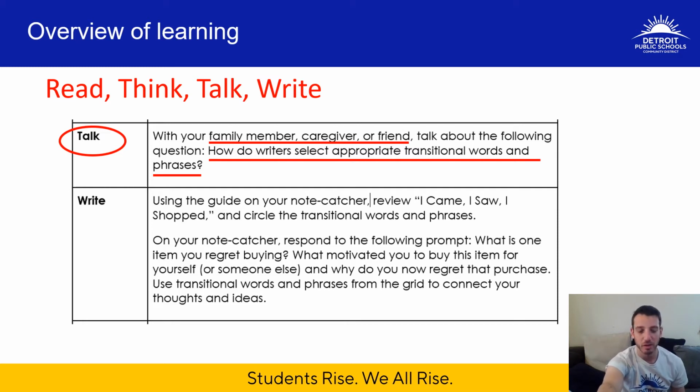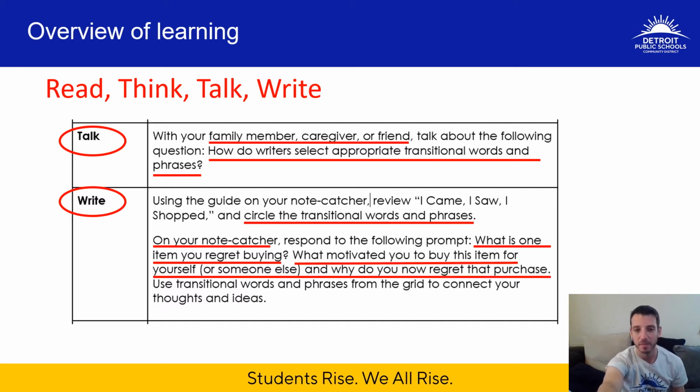For the write part, you're going to do a few things. First, you're going to circle the transitional words and phrases in the launch text. So when you're reviewing it, every time you come across a transitional word or phrase, you're going to circle it. And also on your note catcher, you're going to respond to the following prompt. What is one item you regret buying? What motivated you to buy this item for yourself or someone else, and why do you now regret that purchase? But you're also going to use transitional words and phrases from the grid to connect your thoughts and ideas.